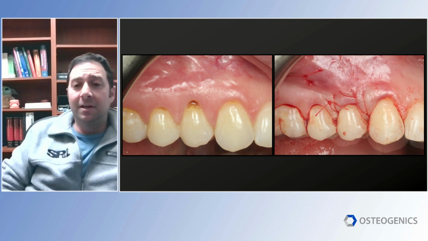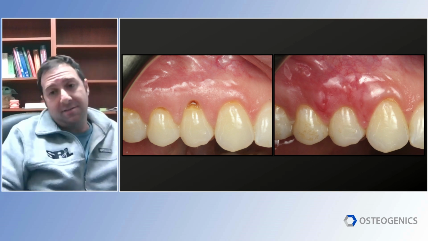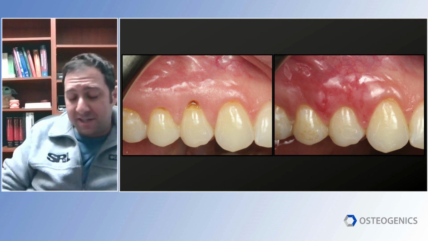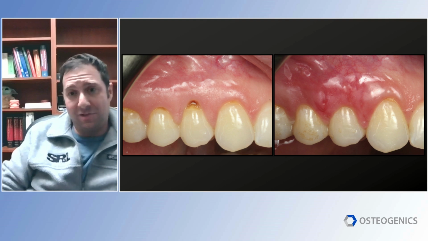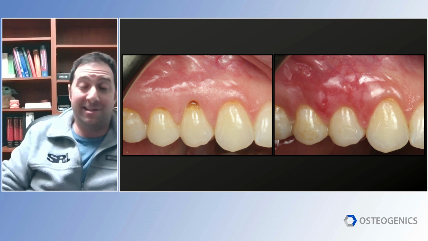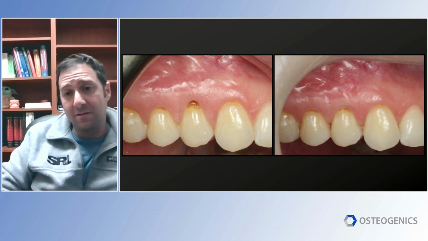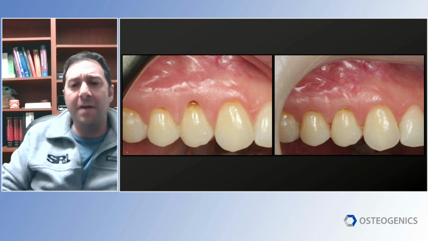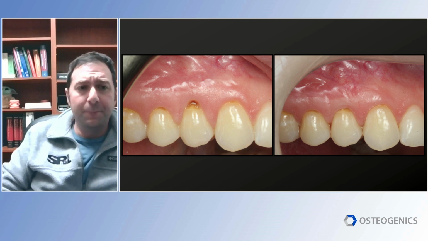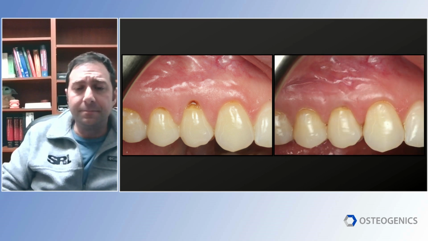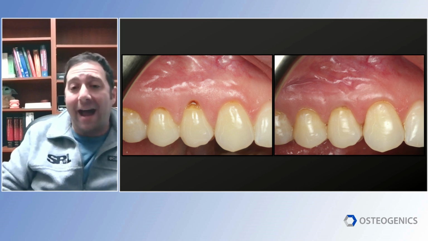Sutured. Here we are at 2 weeks. No pain. She didn't take Advil. She didn't have to do anything. She compared it to the other side and said this was much better than the other side. Here's 2 weeks. Here's, I think, 4 months. And here's a year. So here we are, a year out.